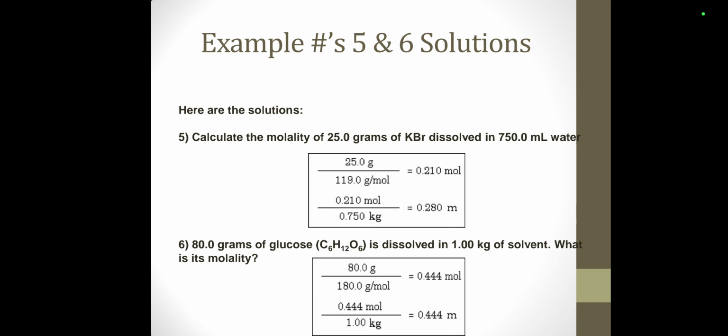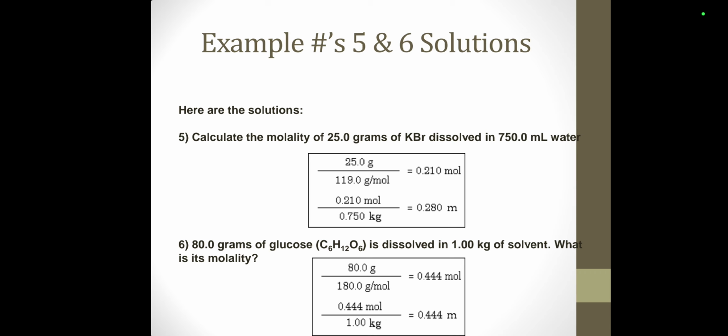So, 0.210 mole will be divided by 0.750 kilogram. Why? Because it says 750.0 mL. Let's convert it into kilogram, and the result would be 0.750 kilogram, because 750.0 divided by 1,000 is equal to 0.750 kilogram. So, the answer would be 0.280 M. That would be the answer for question number 5.